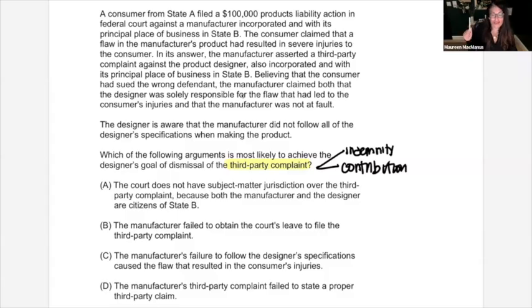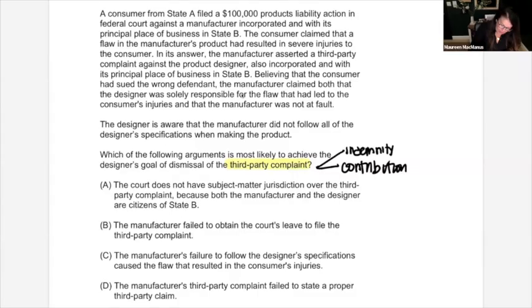So if you're going to argue, and this happens a lot, we'll see this and it trips people up, if you're saying it wasn't me, it was them, that's not indemnity or contribution. In that instance, you have to just file an answer and defend yourself and say it was them. That's what you have to do. It sort of sucks, but that's what you've got to do. So let's go through this.